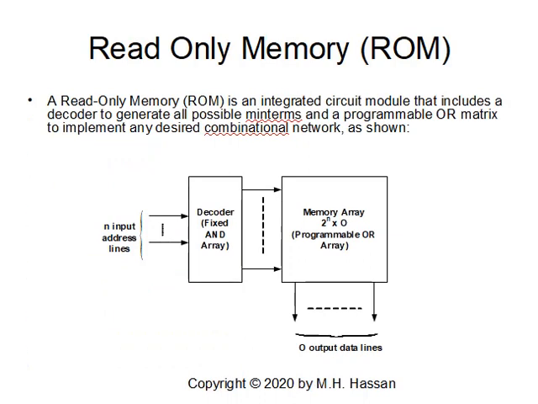What's a ROM? A ROM, which stands for read-only memory, is an integrated circuit module that includes a decoder to generate all possible minterms and a programmable OR matrix to implement any desired combinational function, switching function, or network. So here we have a decoder. The decoder will generate minterms, and we know that any switching function can be represented as a sum of minterms. This is the canonical standard form. We covered this previously. Now, when we program the OR array, the OR matrix, this will allow us to pick up the minterms needed to represent each switching function.